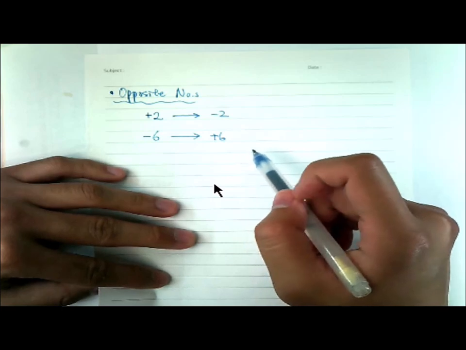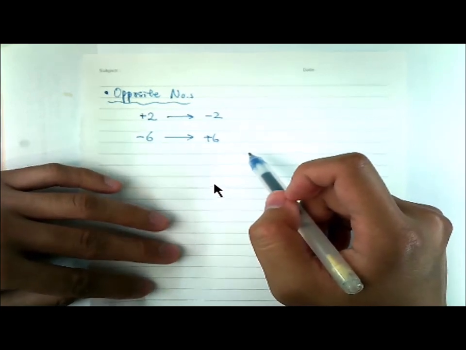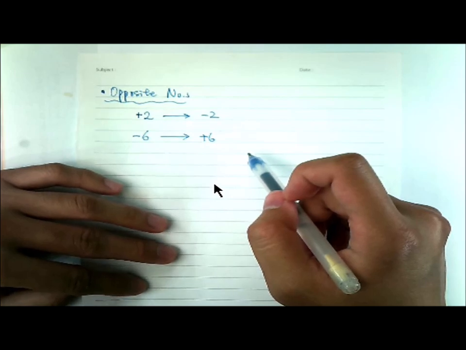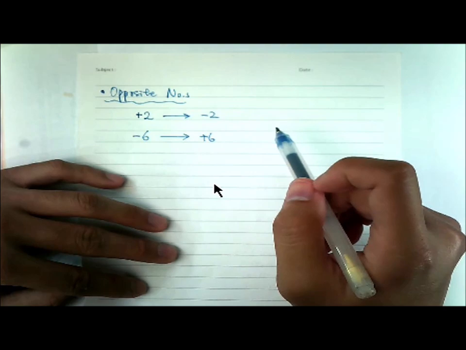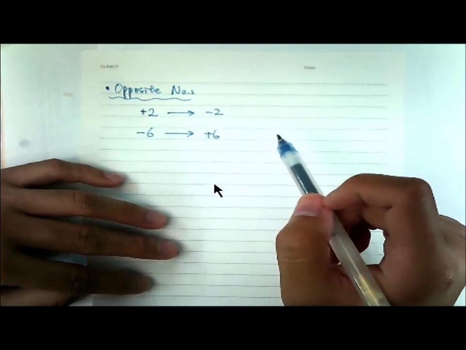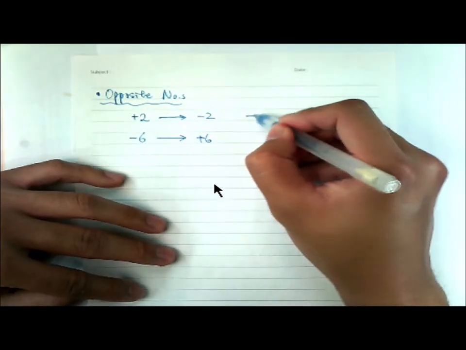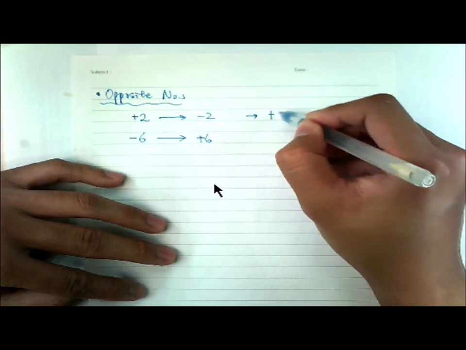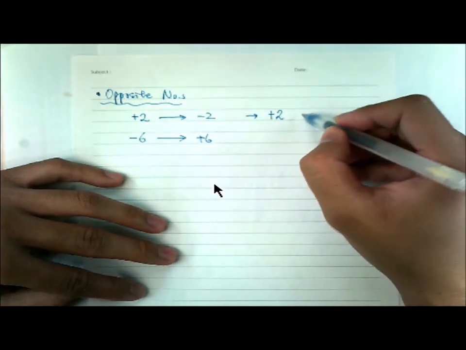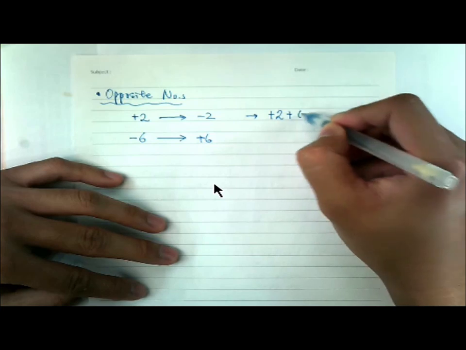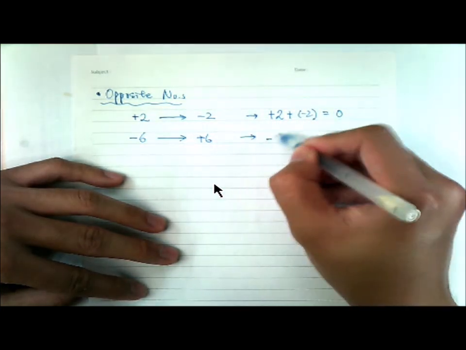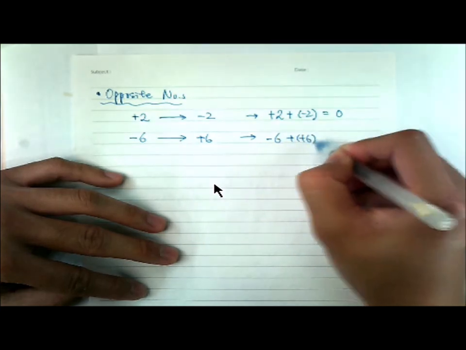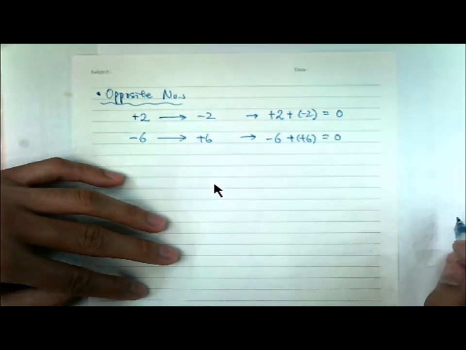What do you have to know about opposite numbers? Their addition will become 0. For example, positive 2 plus negative 2 equals 0, or minus 6 plus positive 6 also equals 0.